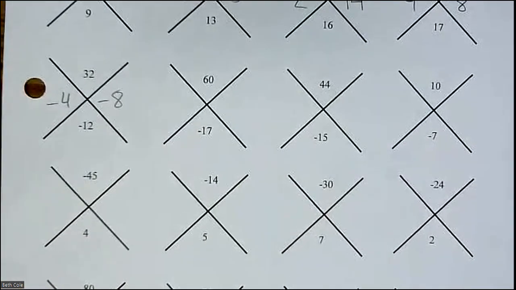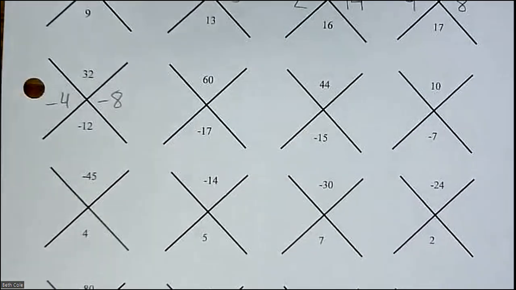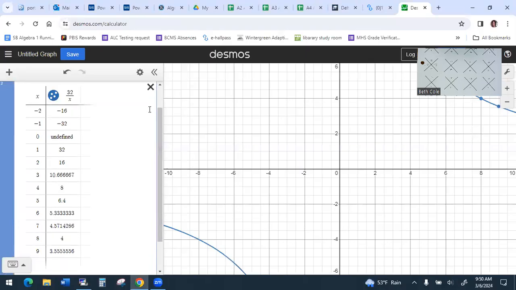Let's try 60. You need numbers that multiply to be 60. I'll make the table for us. The table helps, all right? Don't ever type negatives into the table.